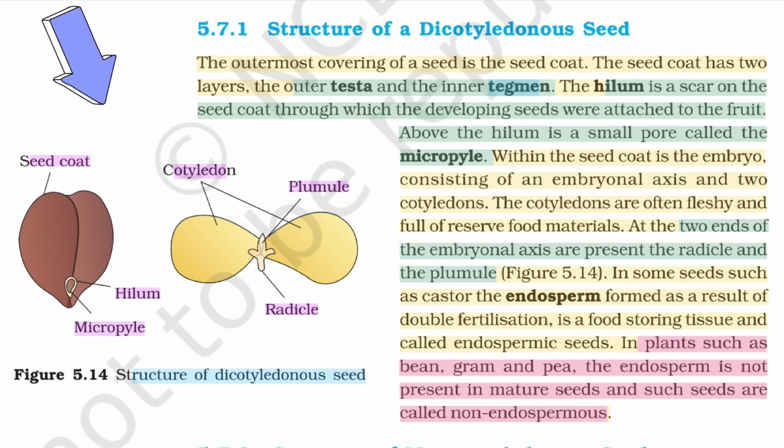In some seeds such as castor, the endosperm formed as a result of double fertilization is a food-storing tissue, and such seeds are called endospermic seeds. In plants such as bean, gram and pea, the endosperm is not present in mature seeds and such seeds are called non-endospermous.